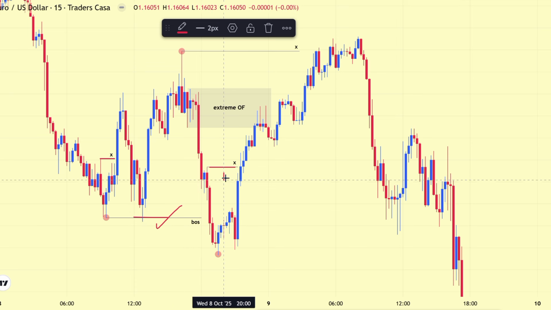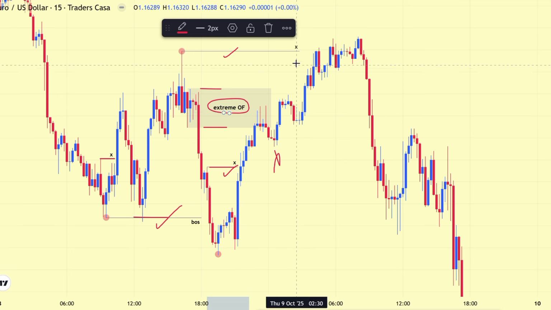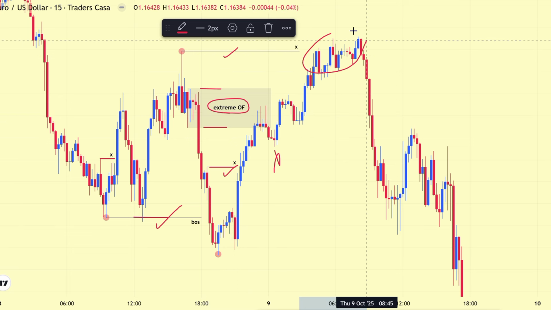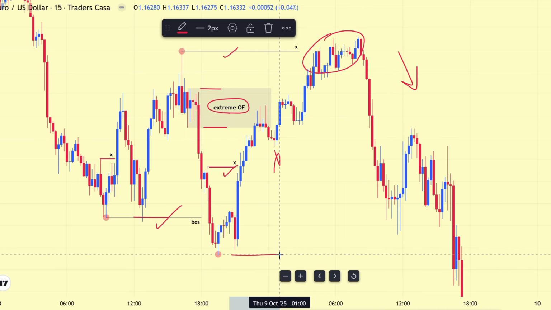So this one here will make the minor inducement, and if that's the minor inducement, then this means that our external liquidity will now be our major inducement. Of course, our extreme order flow will be there, and you can clearly see right here price failed the reaction on the extreme order flow and extended further towards the major inducement, took it out, and now gave that ultimate reversal towards breaking past our swing low.